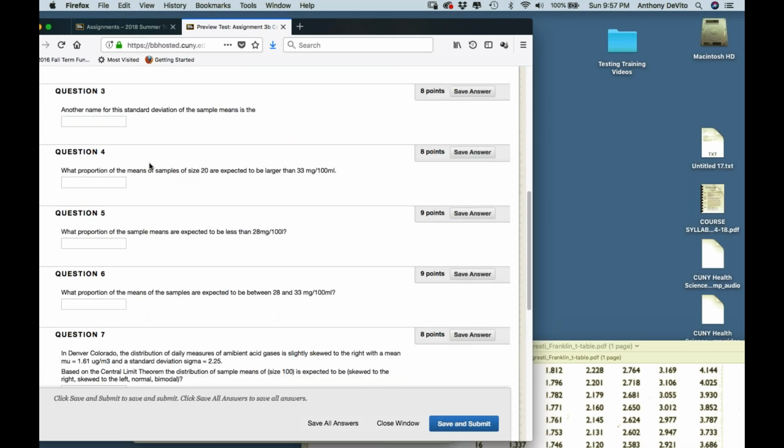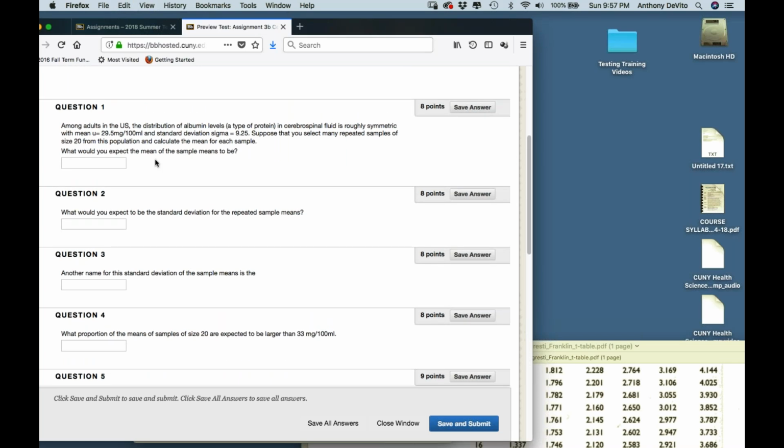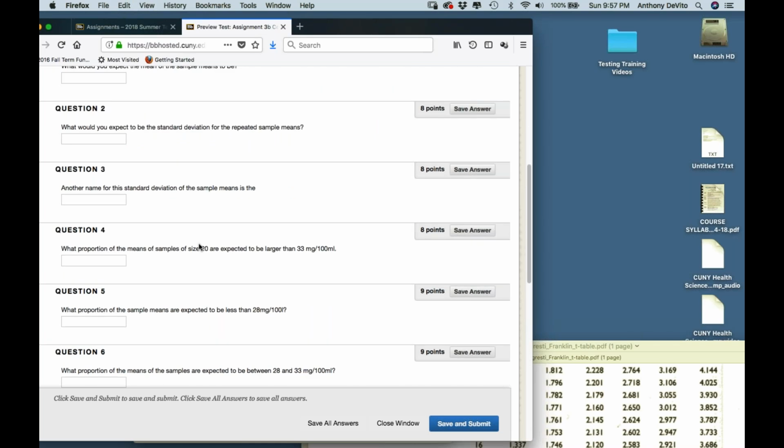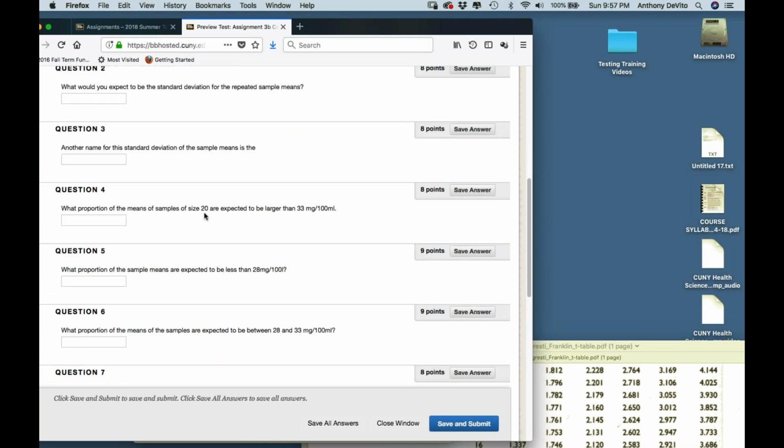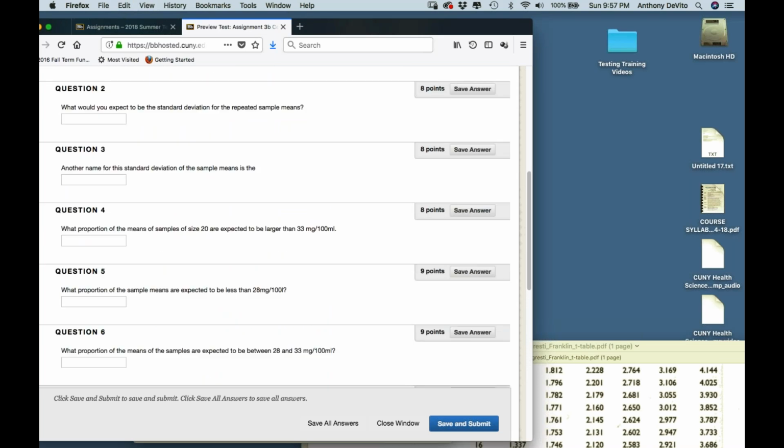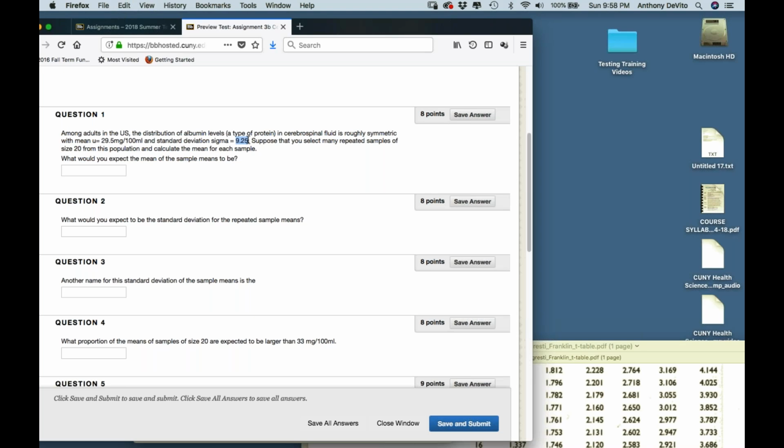Okay, question 4. The proportion of means of the samples of size 20 that are expected to be larger than 33 milligrams per 100 milliliters. Well, for starters, we would expect the average of the sample means, right? We're talking about the sample means here now. The average of the sample means to be the same as the population, 29.5. But we would expect the standard deviation, in other words, the standard error of the sample means, to be equal to 9.25 divided by the square root of 20.